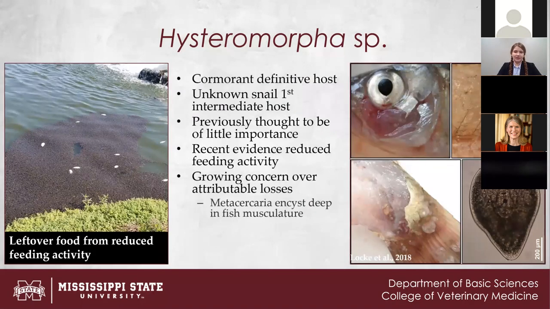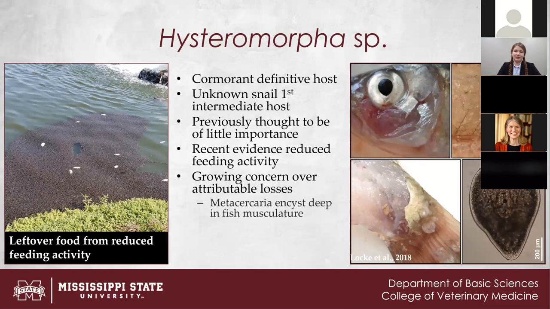At the time I started this project, we still didn't really know for sure what Hysteromorpha's first intermediate snail host was. Historically, that hasn't been much of an issue or priority to find out because it was thought that even though Hysteromorpha could infect catfish, it wasn't responsible for any significant pathology. However, in the summer of 2019, the Rosser lab saw a case of reduced feeding activity at a commercial catfish operation in the Mississippi Delta region. When these inappetent catfish were necropsied, they were all found to be heavily infected with, take a guess, Hysteromorpha.